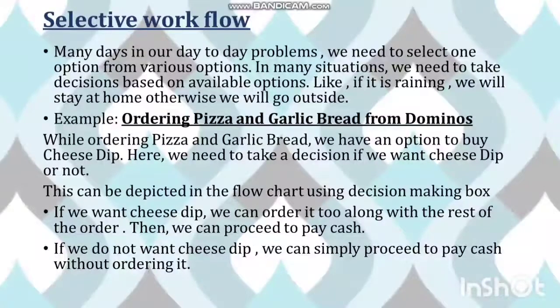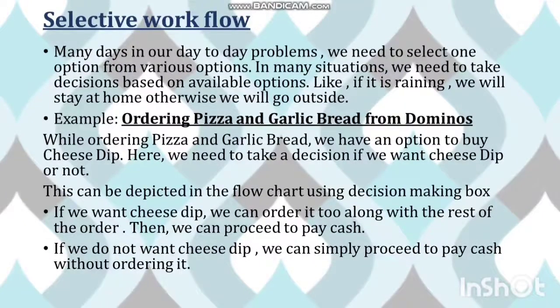While ordering pizza and garlic bread, we have an option to buy cheese dip. So we have an additional option: either you want cheese dip or not. If you want, you order it, or else you need not order it. Here we need to take a decision if we want cheese dip or not. So this can be depicted in the flowchart using the decision making box. I hope you remember the decision making box is that diamond shaped box.